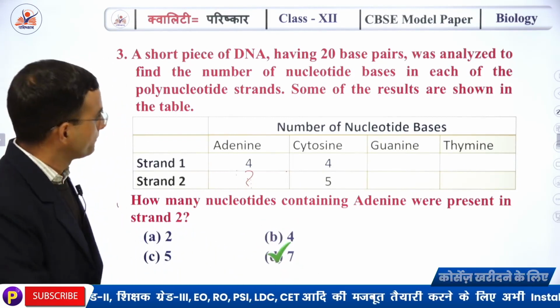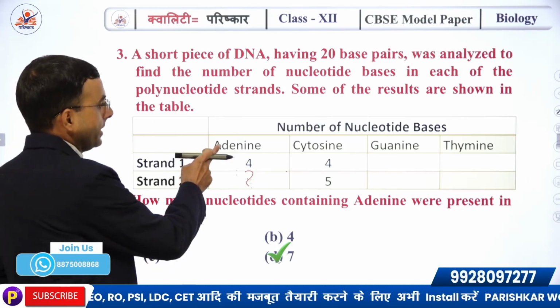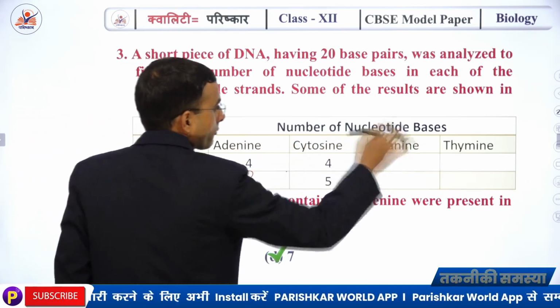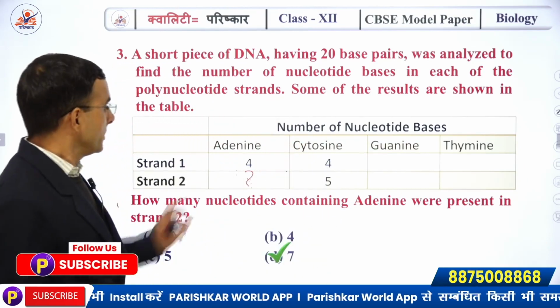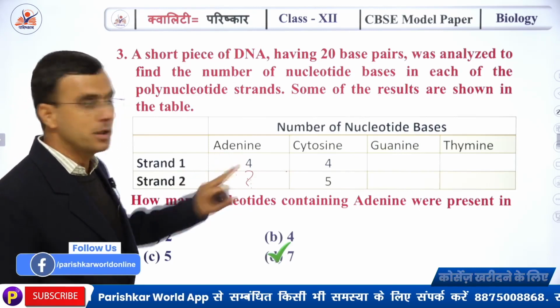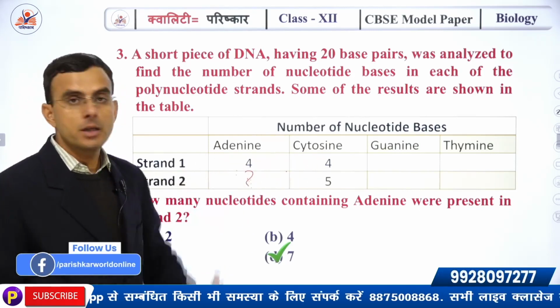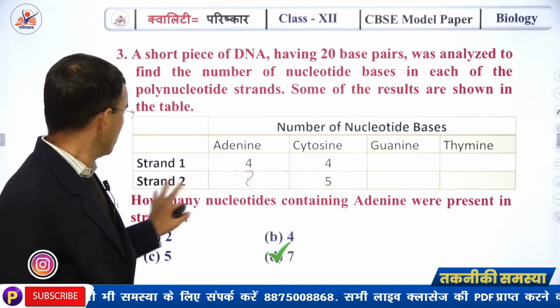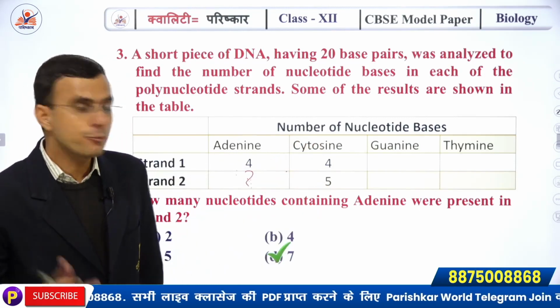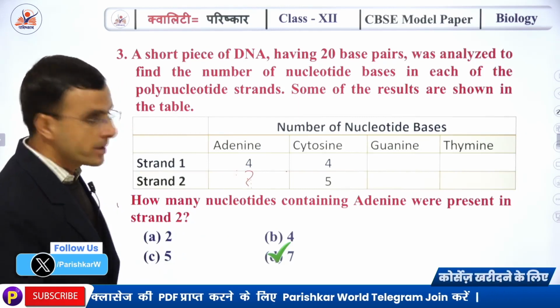Look at this one. First one is adenine, second one is cytosine, third one is guanine, and fourth one is thymine. In the first strand, they show the number of adenine is 4, cytosine is 4, and in the second strand, they show the number of cytosine. So how do we solve this one? This one is very interesting.